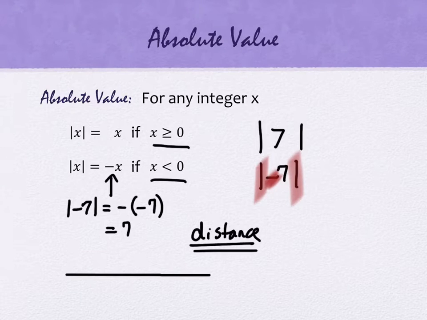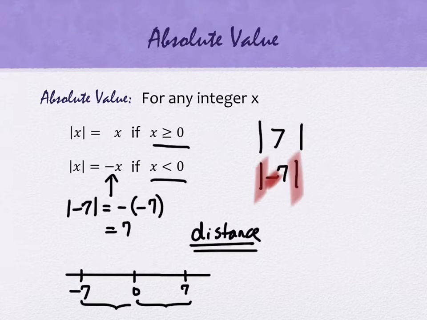It's all about distance. So if I have the number 0 here, and I have a 7 here, and I have a -7 here, what I'm saying is that the distance between 7 and -7 back to 0 is the same. And that's how we talk when we talk about distances as well, right?